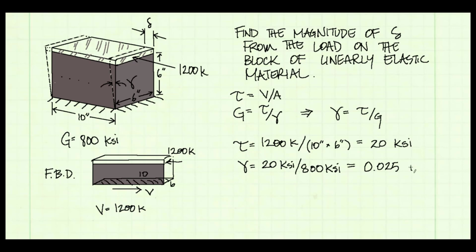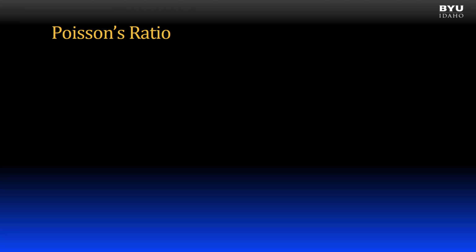Remember, that's an angle, and its units are radians. Since it is a small angle, I can say that delta is equal to 6 inches, the height of the block, times the angle 0.025 in radians. And I get that delta is 0.15 inches. Let's now talk about Poisson's ratio.